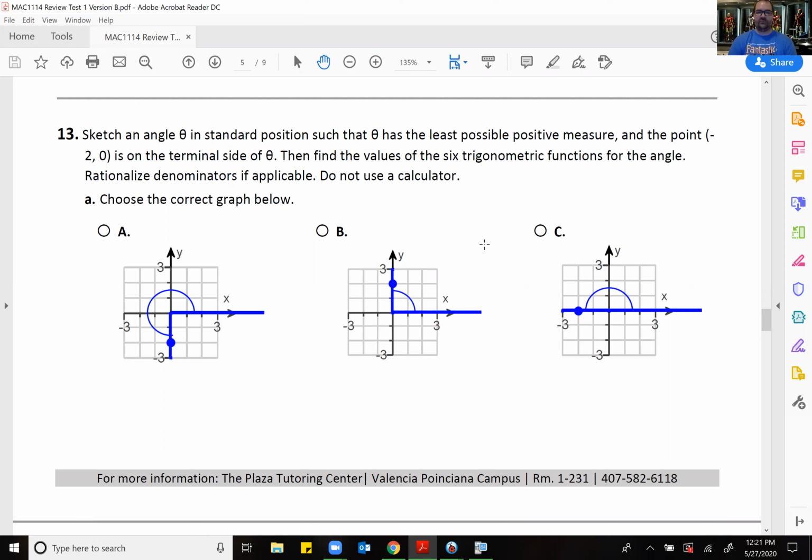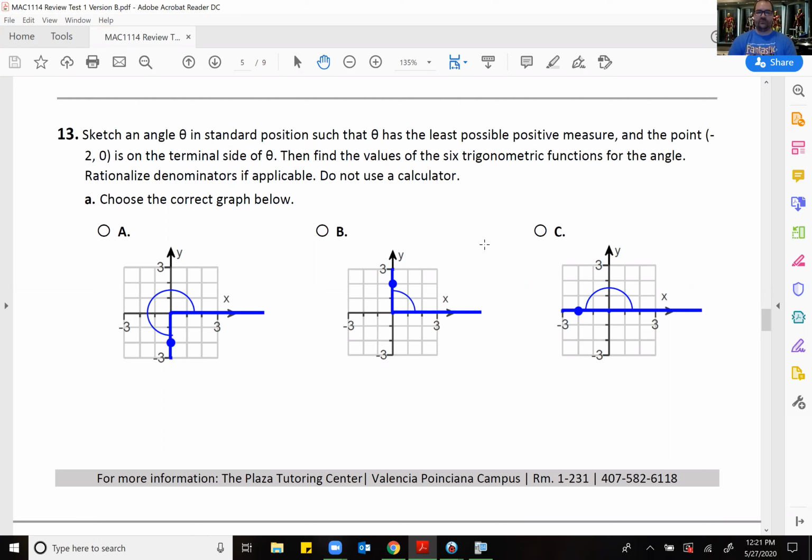So now all we do is plug and chug. So sine is equal to y over r. So that's 8 over 17. Cosine is equal to x over r. So that's -15 over 17. Cosecant is the reciprocal of sine. So that's 17 over 8. Secant is the reciprocal of cosine. So that's 17 over -15. And there you go.